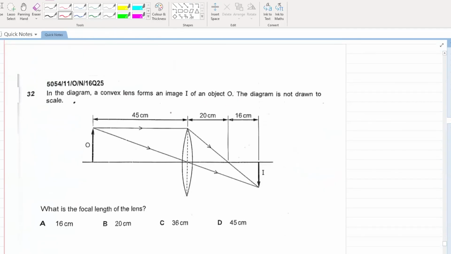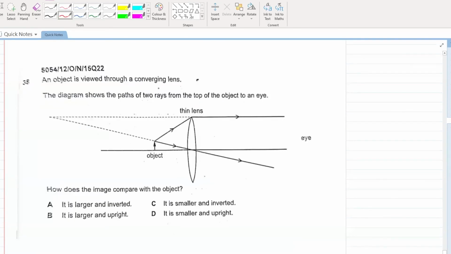Let's further move ahead. In the diagram, a convex lens forms an image of an object O. The diagram is not drawn to scale. What is the focal length? The focal length is the distance from the optical center to the focal point. How do I locate the focal point? Because the ray parallel to the principal axis should pass through the focal point. 20 centimeter is your focal length. B is your answer.